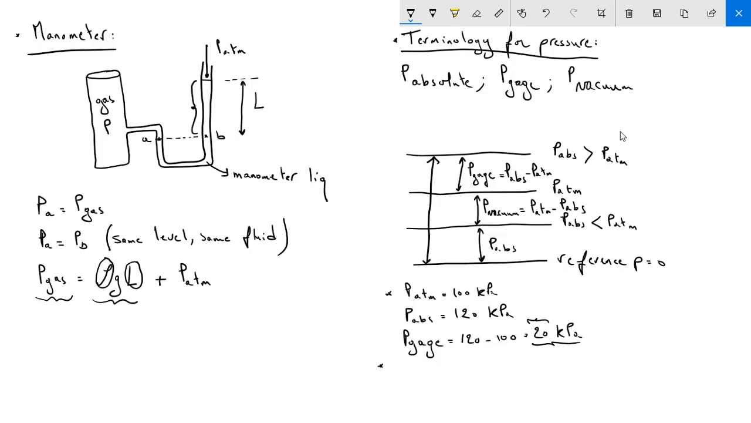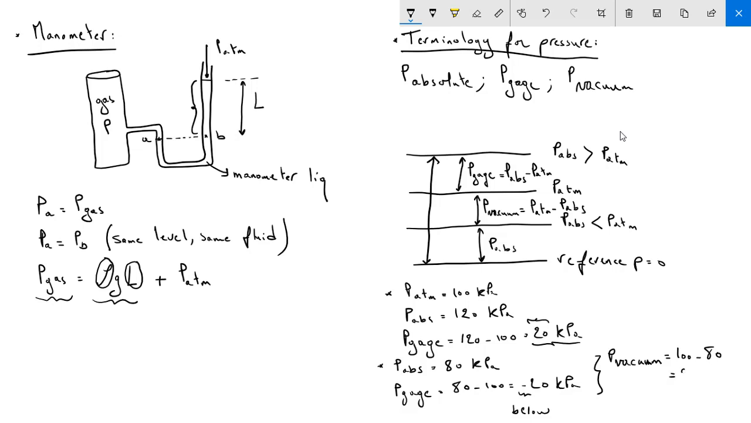Another case, suppose we have the absolute pressure equal to 80 kilopascal. If we calculate the gauge pressure, it will be absolute minus atmospheric, so minus 20 kilopascal. The minus sign indicates that we are below the atmospheric pressure by a value equal to 20 kilopascal, that we are in some kind of vacuum. That's why it is of interest to calculate the vacuum pressure, which will be equal to the atmospheric minus the absolute, 20 kilopascal. So a vacuum pressure of 20 kilopascal just means that we are below the atmospheric pressure by a value of 20 kilopascal.